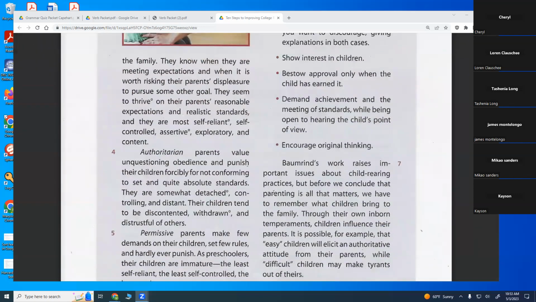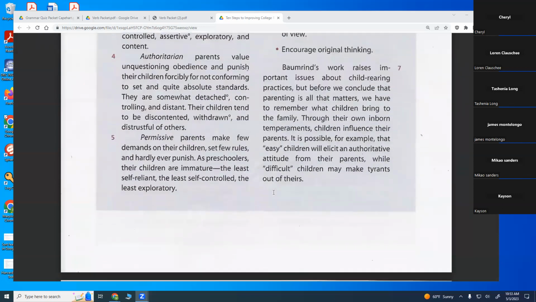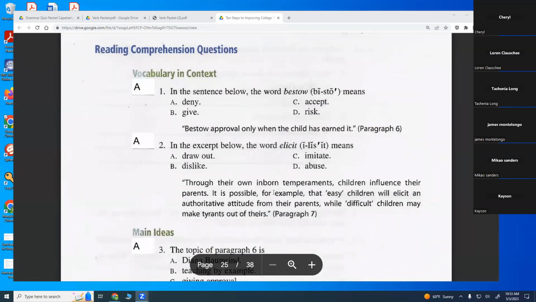So that is the authoritative style. So let's look at the vocabulary that happened with this. Please ignore those A's, that's a glitch. The word bestow means to give.